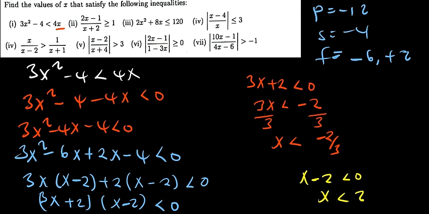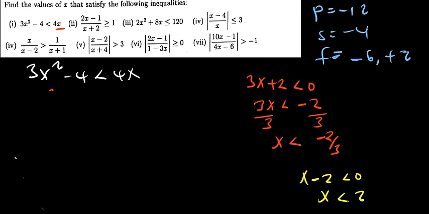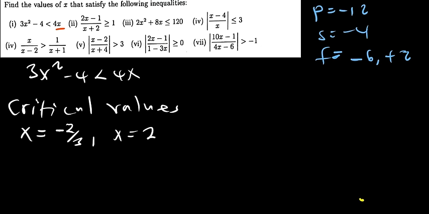What does it mean? These are what we call critical points. So my critical points or my critical values are x is equal to negative 2 over 3 and x is equal to 2. When you do this, you need to come up with a table. Okay? What table are we talking about? You come up with a table.